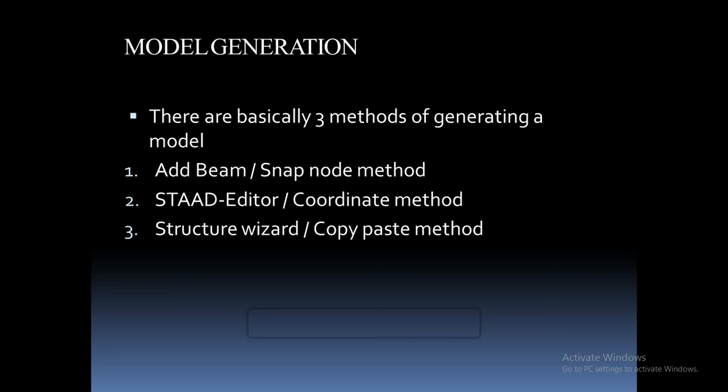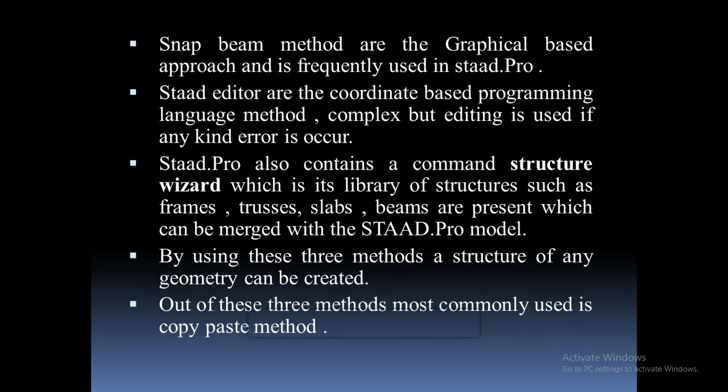For model generation, there are basically three methods of generating a model. First, the add beam or snap node method. Second, the STAAD editor or coordinate method. Third, the structure wizard or copy paste method. Let us know about the snap beam method. The snap beam method is a graphical based approach and is frequently used in STAAD.Pro.